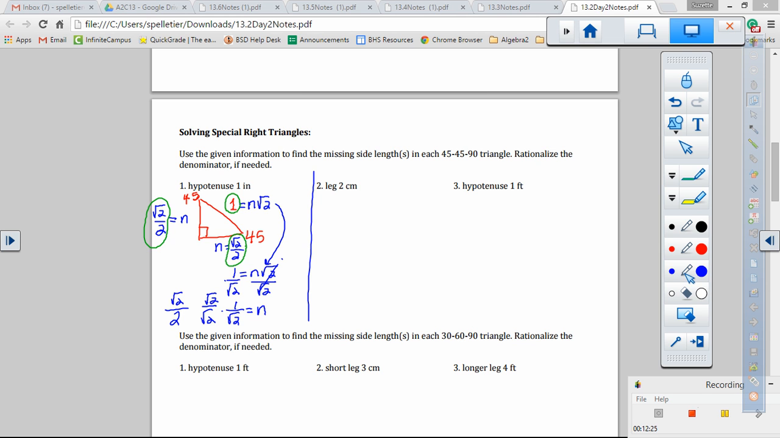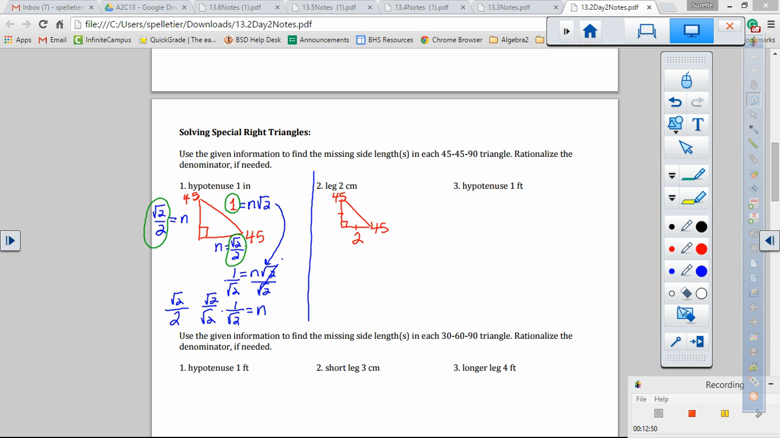Second example, we have a triangle that has a leg of 2. So, again, it's a 45, 45. They told us that in the directions. 45, 45, and a leg that is 2. So again, remember that if one leg is 2, both of the legs have to be 2, because they're equal. This is an isosceles triangle.